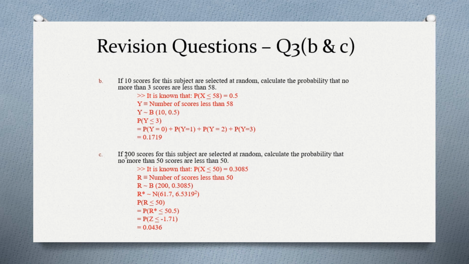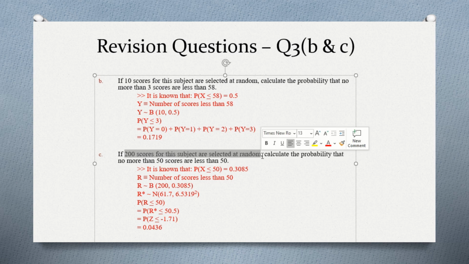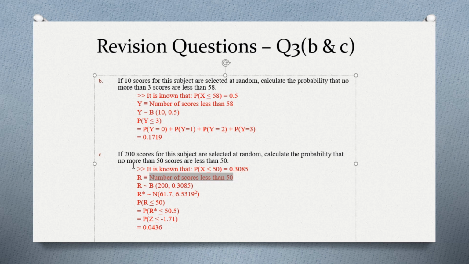Okay, if 200 scores are selected at random, pretty much, this is a binomial distribution. Your n is 200. Do you see that? Great. Calculate the probability that no more than 50 scores are less than 50. So what's my event? Number of scores less than 50. So these are the things you need to highlight when you read the question. The moment you read it, you highlight 200 scores selected at random. Oh, that means this is binomial.